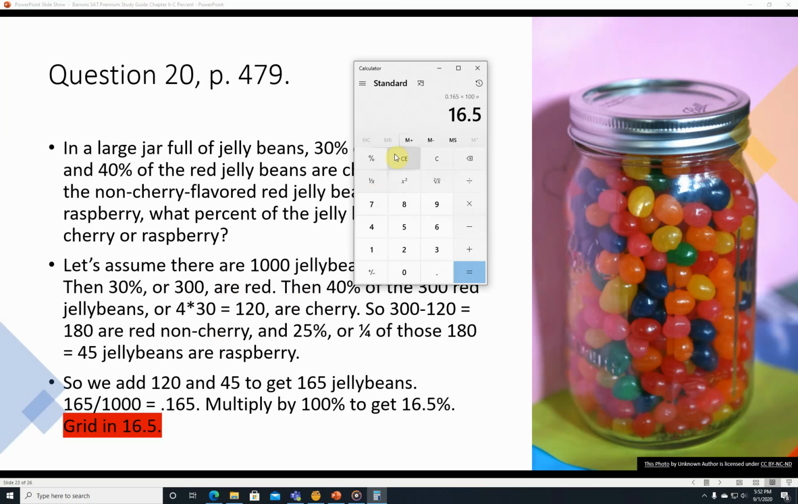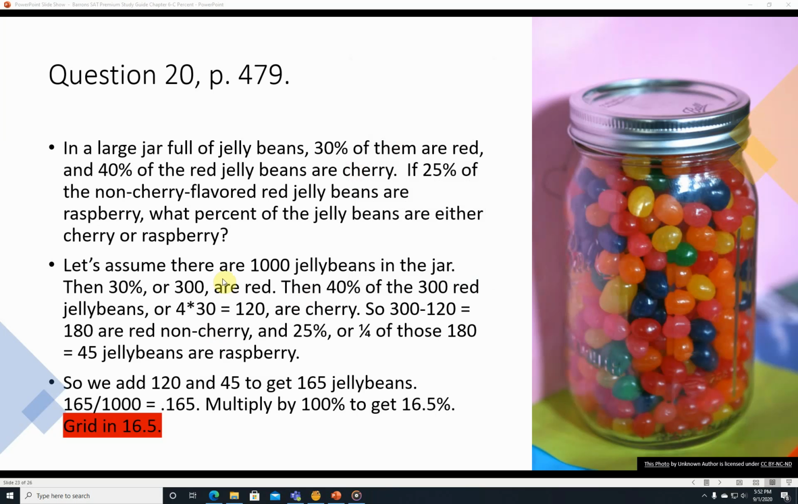Just grid in 16.5. So easy enough to do, almost as though it's a contrived SAT problem and one that I've done before, so I knew not to just use 100%. Okay, so here we go.